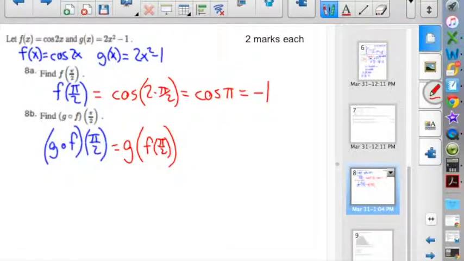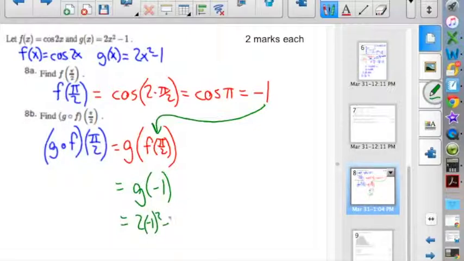So how do we do that? Where you have x for g, you put f of x. You plug in what you just got here. This is f of pi over 2. So really they're just asking us to find g of -1. That equals 2 times 1 minus 1. Oh gosh, I took a longer way. Well, as long as you got there, that's what's important.